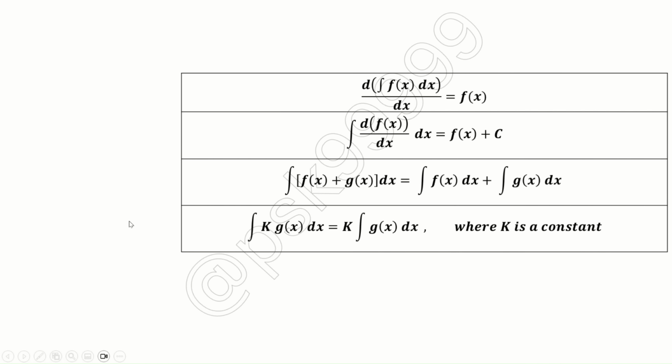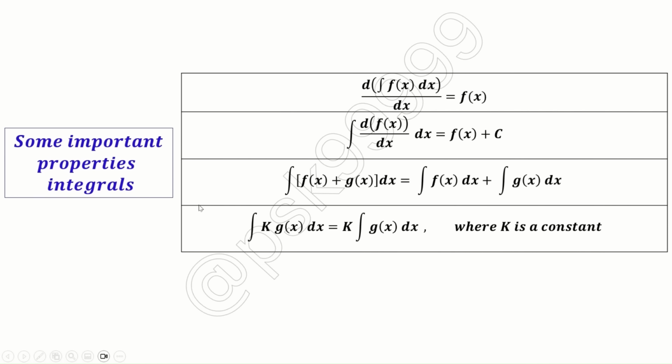Next, some more important properties of integration, just like differentiation. Differentiation of integration of f of x dx with respect to x is f of x. Integration of differentiation of f of x by dx is nothing but f of x plus c. Integration of f of x plus g of x with respect to x is integration of f of x with respect to x plus integration of g of x with respect to x. This is a very important one to note. Integration of constant k into g of x with respect to x is constant into integration of g of x with respect to x.